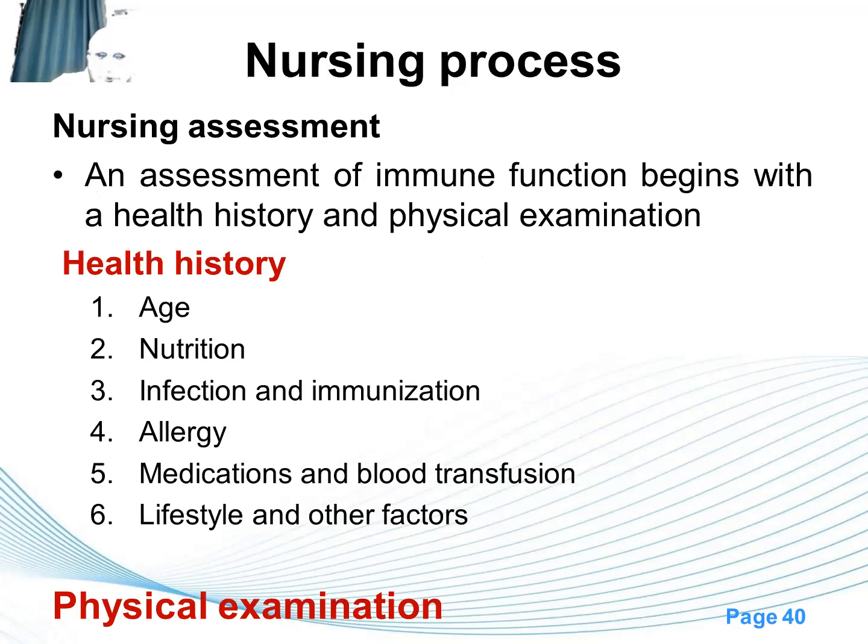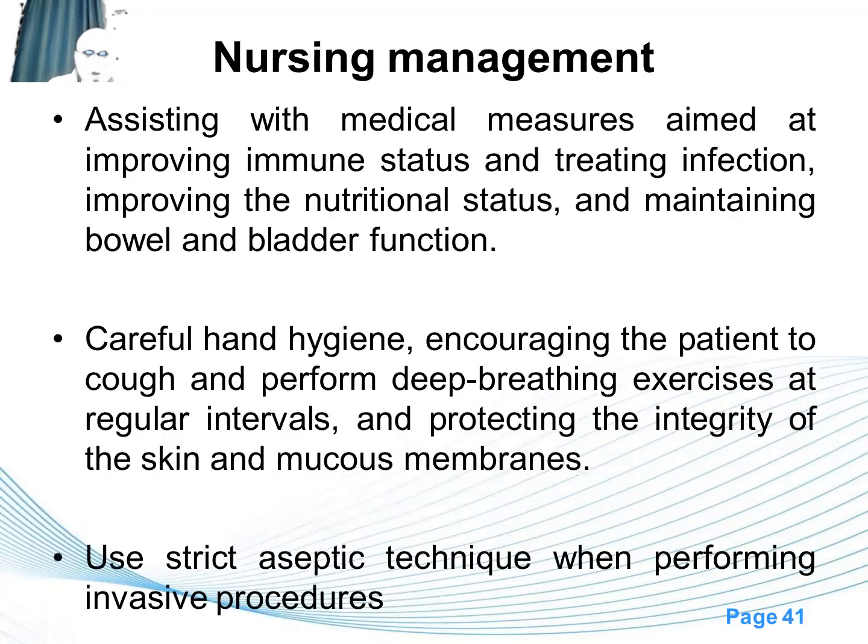So let us see the nursing or medical procedures in this case of immune defense mechanism. In terms of the nursing process, the nursing assessment of immune function begins with the health history and physical examination. So you have to take a proper history of your patient, for example age, nutrition, infections, immunization history, allergies, medication, blood transfusion, lifestyle, and other associated factors. Then you do a physical examination on your patient.